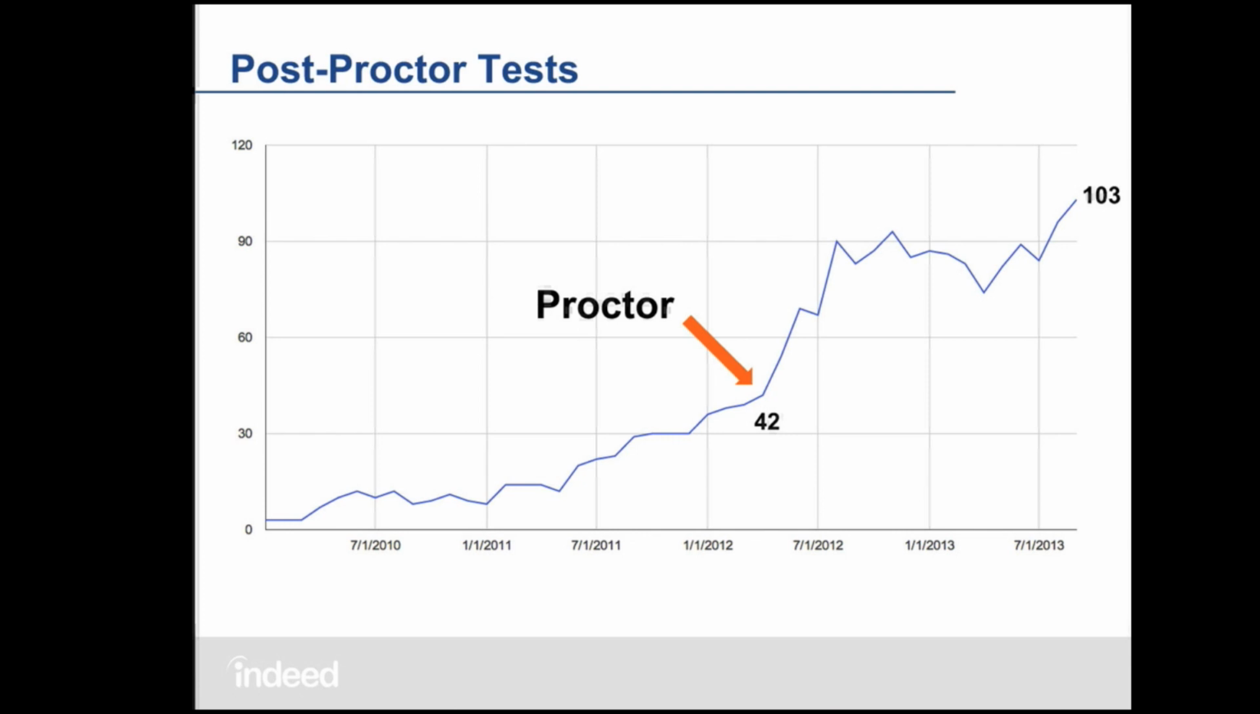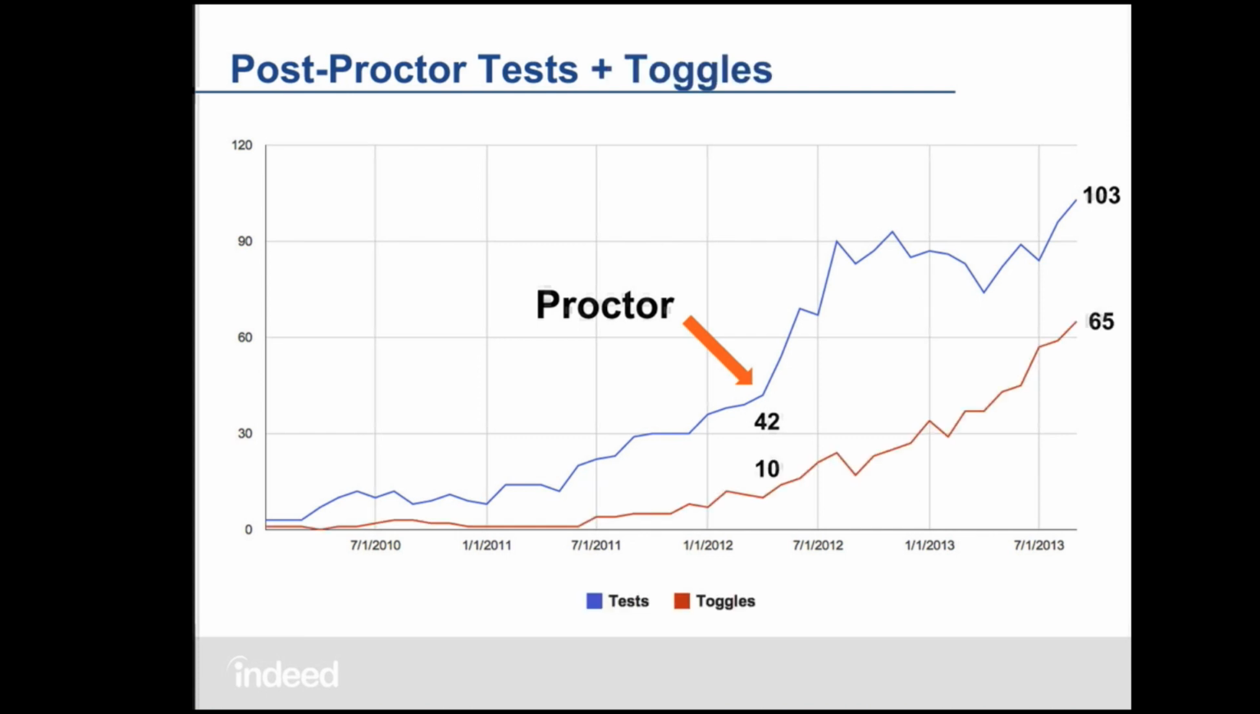Today, just in the past month, we're running 103 active A/B tests across all our products. And additionally, we have 65 different feature toggles in place, more or less permanently on features that we've tested initially in a Proctor context. Additionally, as we use Proctor, we found that Proctor made it really, really easy to manage our tests, but there's still a little bit of overhead in terms of how do we manage the process around it.